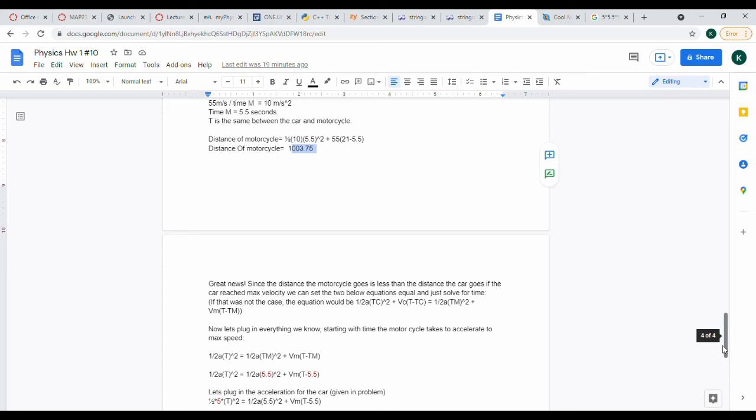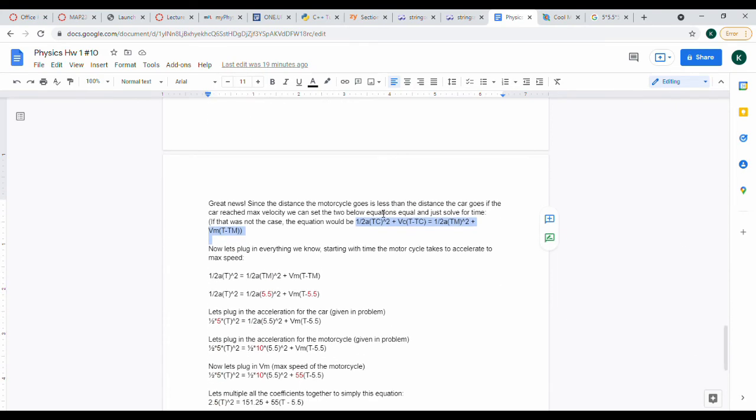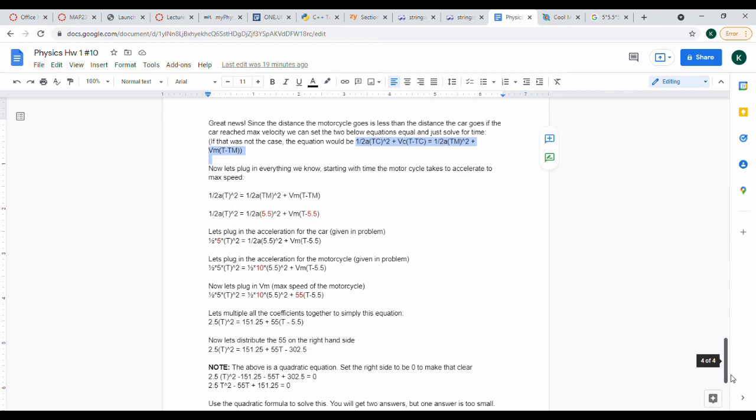If that is not the case, that by the time the car reaches maximum velocity it has not caught the motorcycle, then you would have to include the maximum velocity of the car. So you would have to use this kind of equation. But you guys shouldn't have to. I don't think any of you would, because this is a very annoying equation to solve. And I imagine most of you would not have that problem to deal with. But you could still solve this. This is still solvable using algebra. But we'll continue here.